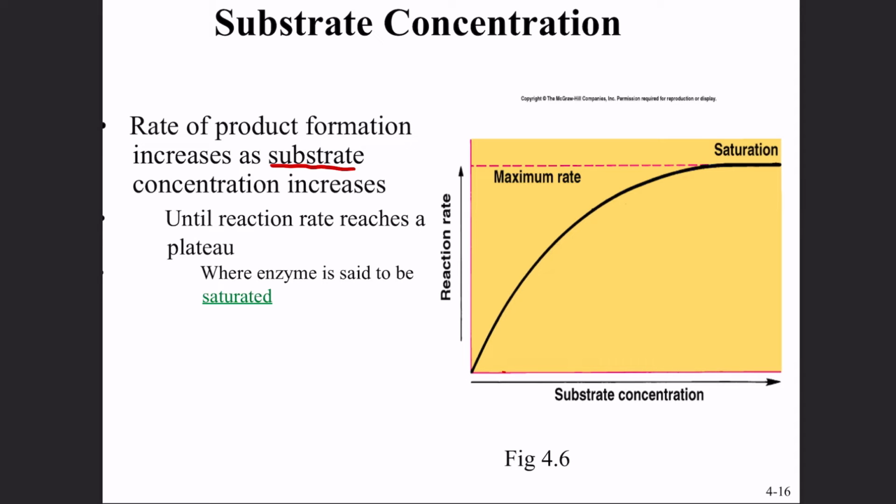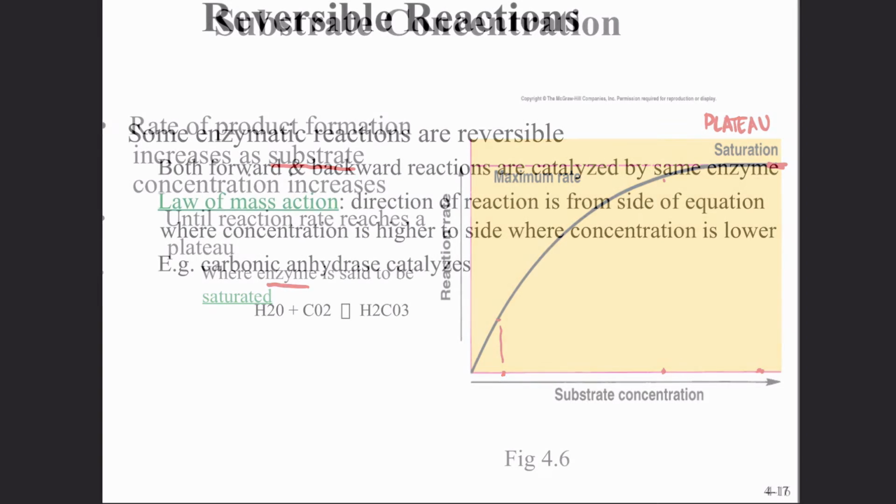So say we only had a little amount of substrate, there's only going to be a little bit of product produced. But say we had a lot of substrate, there's going to be more product produced. And if we have the most substrate, there is going to be a plateau where an enzyme cannot go past because there's only so much enzyme and only so much functionality.